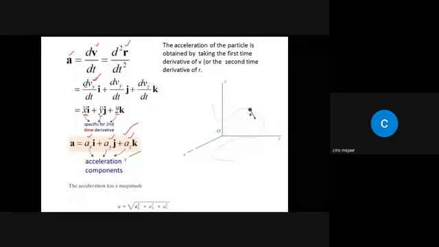Okay, the acceleration of a particle, as we know, can be obtained by the derivative of v. I have mentioned over here that the direction of acceleration will be neither perpendicular nor tangent to the path. It can be in between.